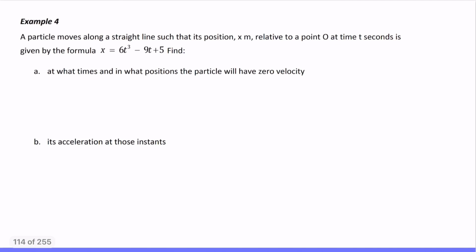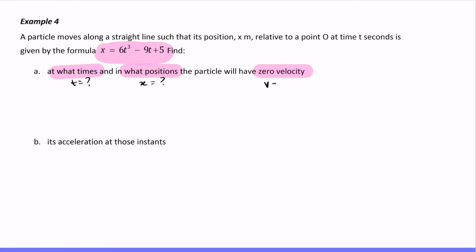All right, next question. A particle moves along in a straight line such that its position relative to a point O at time t is given by that particular formula. So this is our position formula, x. Find at what times and in what position the particle will have a 0 velocity. So at what times indicates that we're looking for t. And then it also wants to know at what positions. So x equals, question mark, the particle will have a 0 velocity.